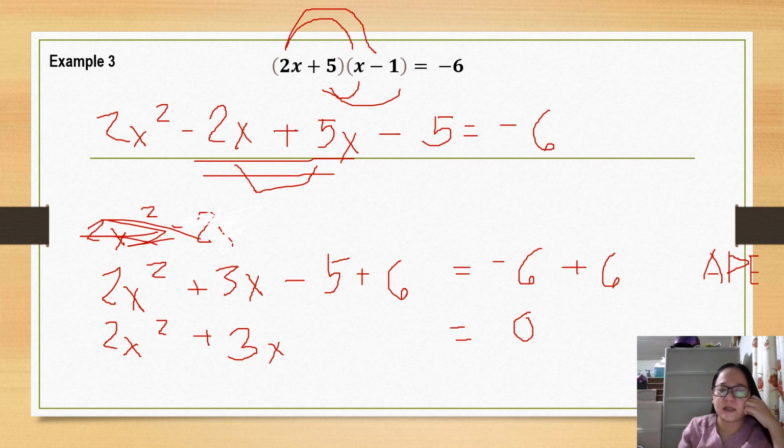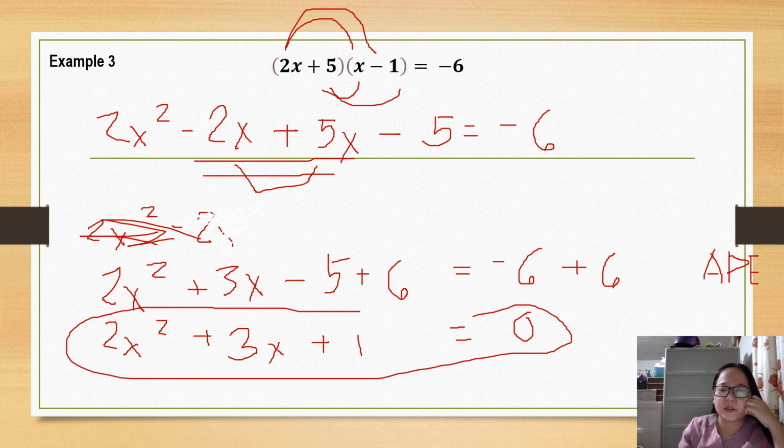And then combine like terms, negative 5 plus 6, we have positive 1. Now our equation is expressed in standard form. A is equal to 2, B is equal to 3, and C is equal to 1.